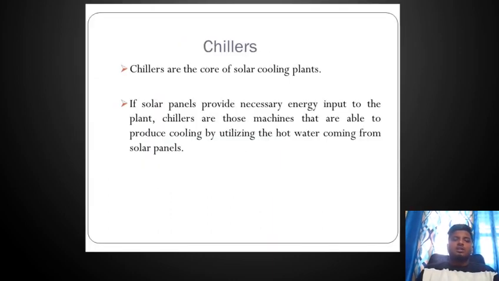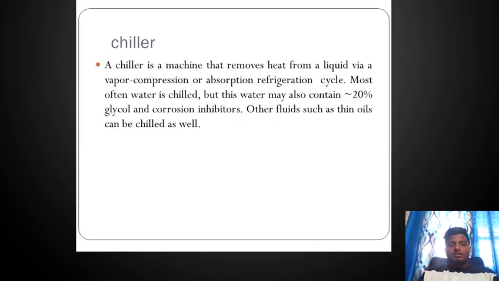Chillers. Chillers are the core of solar cooling plants. Solar panels provide energy input to the plant. Chillers are machines that are able to produce cooling by utilizing the hot water coming from solar tanks. A chiller is a machine that removes heat from a liquid via a vapor compression or absorption refrigeration cycle. Most often this liquid is water, but it may also contain 20% glycol and corrosion inhibitors. Other fluids such as thin oils can be chilled as well.